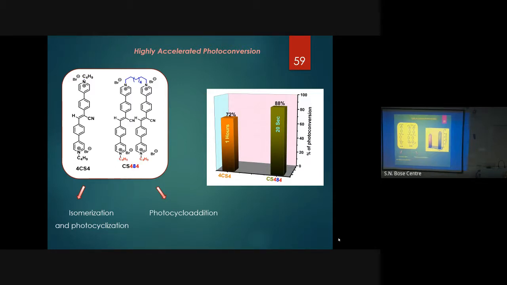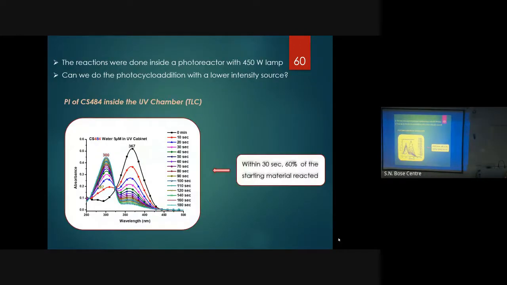If you see the linkage, it is now an 8-carbon linker, and we also did this with other linkers. We also figured out that you can do this reaction with a much weaker light. The initial reactions were done in the photoreactor that we have in the lab, which has a very high power 450 watt lamp. But you can also use a UV chamber, which is more than 10 times lower power, and still the reaction was quite fast. So this is very good because you can now use lower UV intensity for the same reaction.